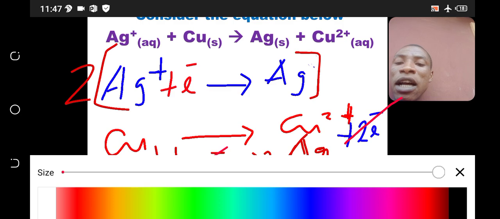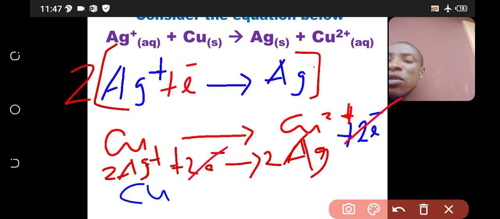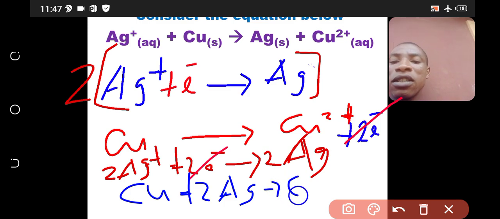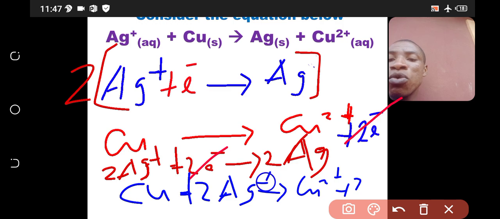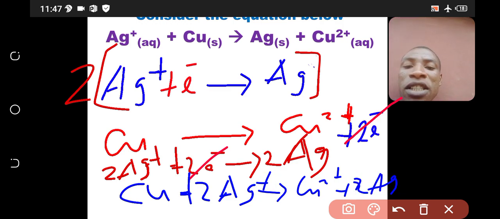It's already balanced out. So now we have Cu plus 2Ag plus, giving us Cu2+ plus 2Ag. So that's the balanced equation of that reaction.